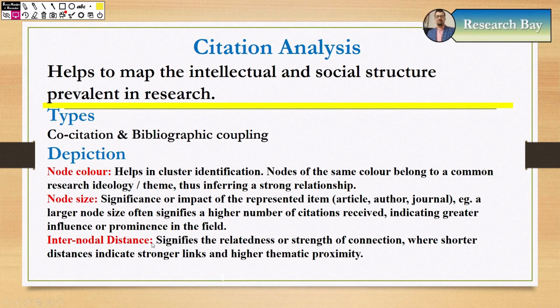Internodal distance. There will be some distance between two nodes, which signifies the relatedness or strength of connection. The shorter the distance, the stronger the link, and the higher the thematic closeness. That means all those are working together on a particular theme. That is why they belong to a particular cluster and their distance is close to each other.